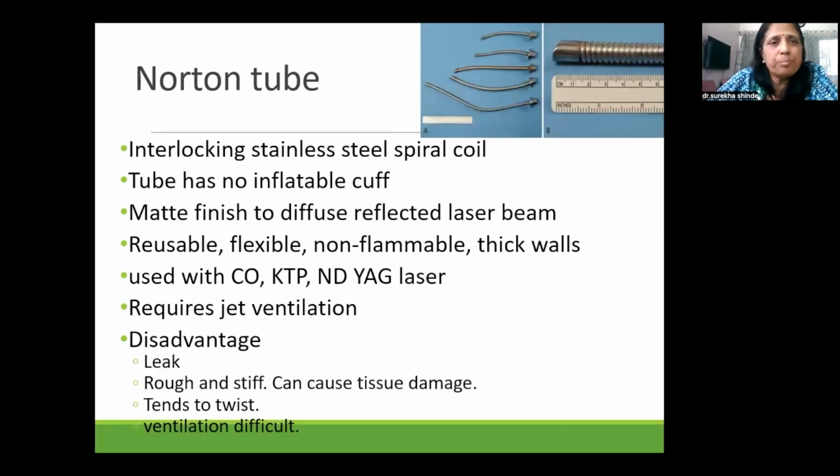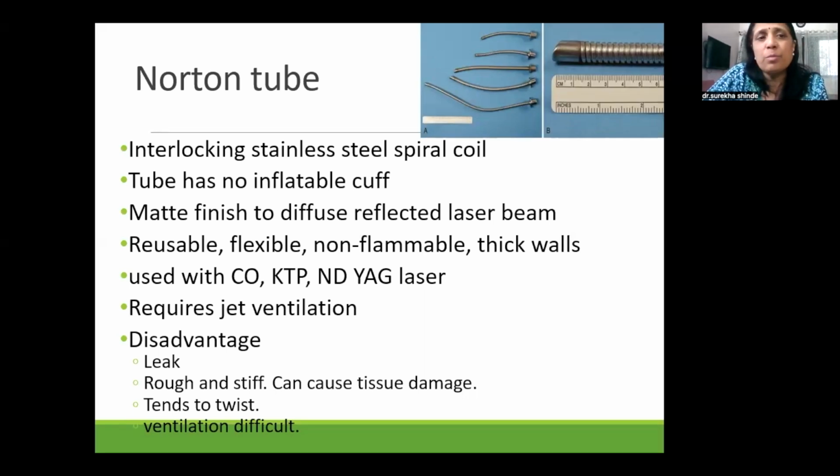This is a Norton tube. It's an interlocking stainless steel spiral coil. It's a metallic tube. There is no cuff, so it definitely doesn't protect against aspiration. And the cuff surface and tube surface is matte finish. So matte finish will avoid reflection of the laser beam. So it will minimize the diffusion and the subsequent tissue destruction, which is not intended other than the papilloma or the tumor, will be minimized.